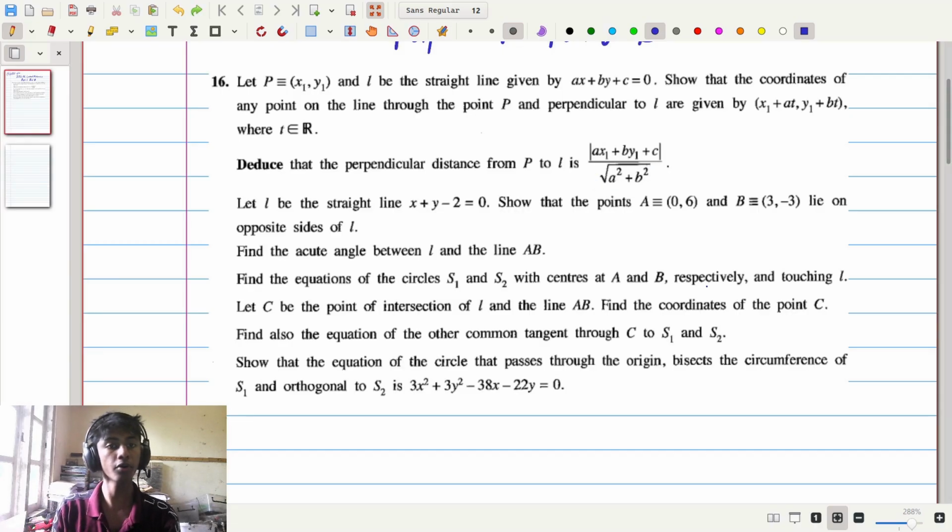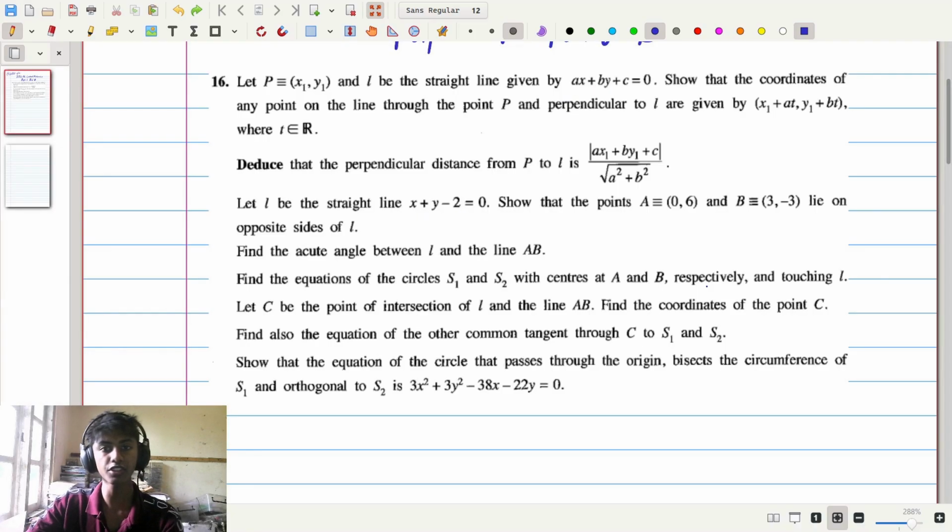Here it's important to note, since the question says deduce, we cannot directly apply the formula that we already know. Instead, we need to derive this formula. After that, the question says, let the line L be the straight line x + y - 2 = 0. So instead of ax + by + c = 0, we now know the exact values and the line is x + y - 2 = 0.